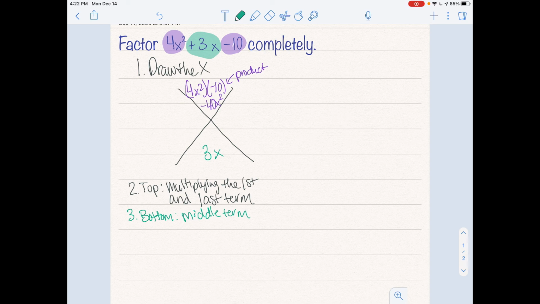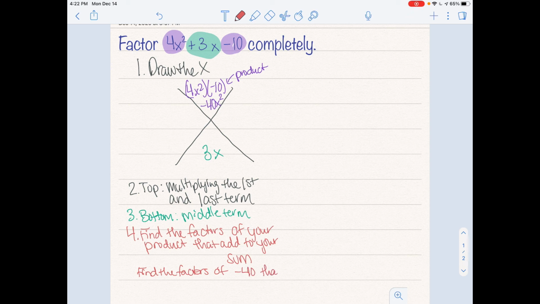For our fourth step, what we want to do is find the factors that multiply to our product, which is the factors of your product, and also add to our sum. So find the factors of your product that add to your sum. Essentially we want to find the factors of negative 40 that add to 3. So find the factors of your top that add to your bottom.